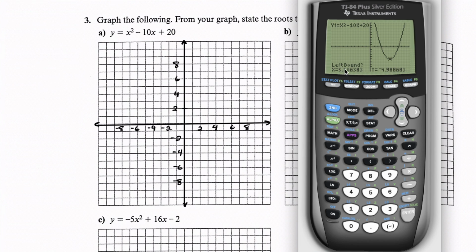Again, it's asking for the left bound, so scroll to the left, click enter, and then it asks for the right bound, so go back to the vertex, and then somewhere to the right, enter, and then one more time for it to find the vertex. So that's at 4.9999. If we round that, it's at 5. So it's at 5 and -5. I'm going to write that information just over here, and then we're going to graph that.